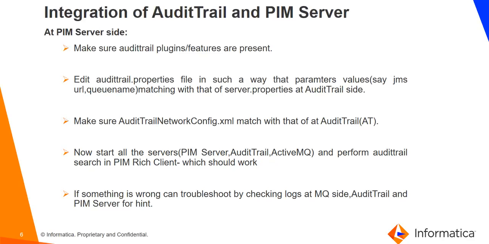And you need to make sure Audittrail network config.xml is the same as I mentioned. If security is enabled at the Audittrail side, you need to make sure you maintain the same Audittrail network config XML at both the Audittrail server and the PIM server side. Now start all the servers, which should work. Let me show you in my local environment.